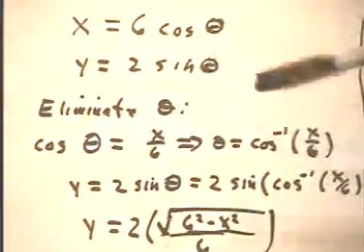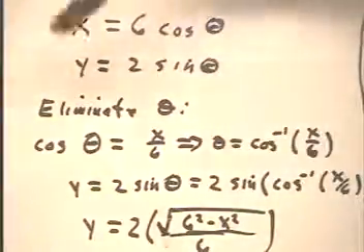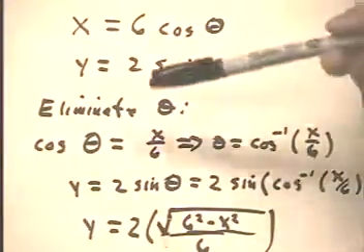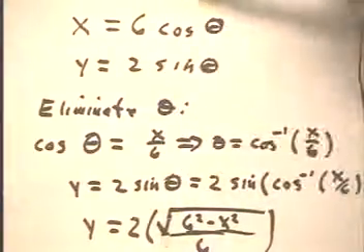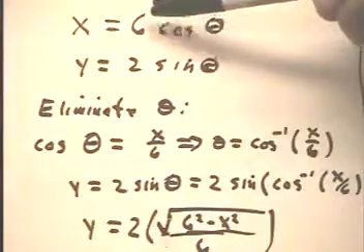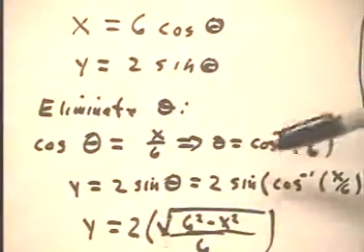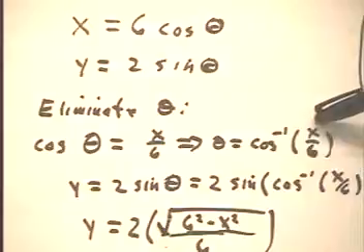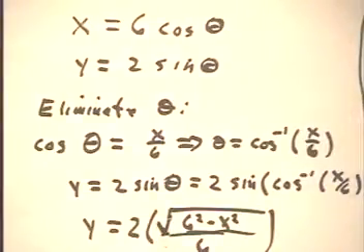So we do that easily enough. At least we start out easily enough. We eliminate theta, and we solve the first equation for theta. We get cosine theta equals x over 6, dividing both sides by 6. And so theta is going to be the inverse cosine of x over 6.